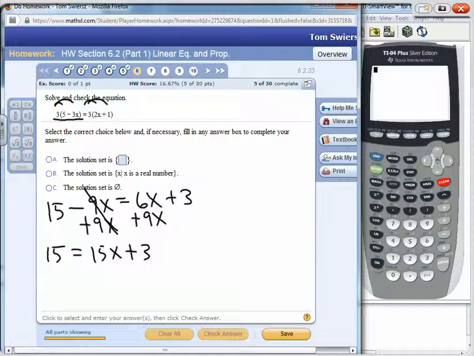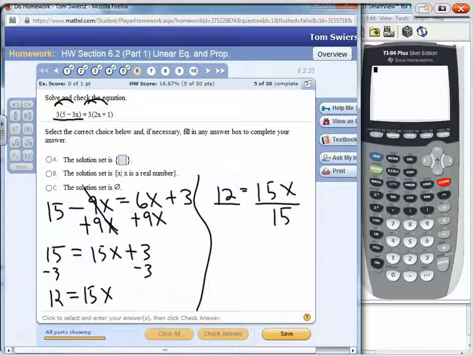And then we're going to go ahead and subtract 3 from both sides. And we're going to get 12. 15 minus 3 is 12 equals 15x. Okay, 12 equals 15x. Divide by 15, right? We're trying to make the 15x 1x. 15 divided by 15 is 1x, which is x. 12 over 15, you have to reduce it. 3 goes into both, right? 3 goes into 12 4 times, 3 goes into 15 5 times, so x is equal to 4/5, okay?